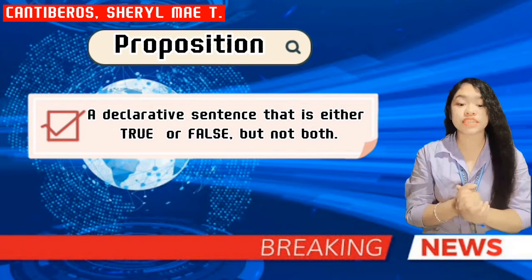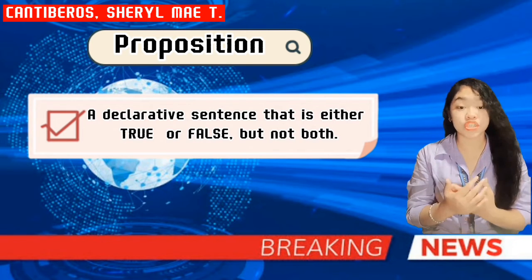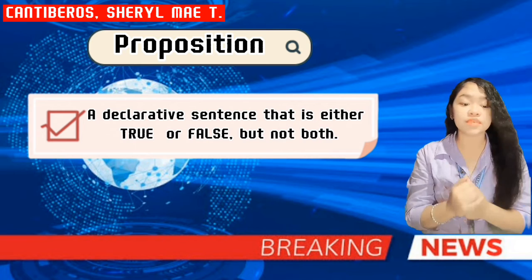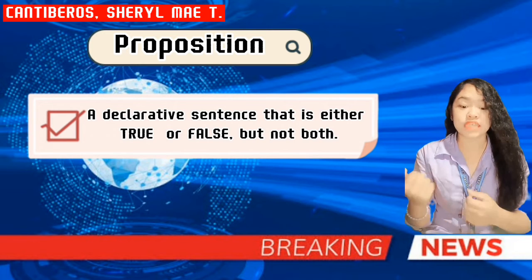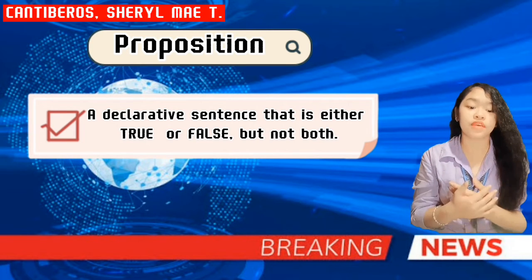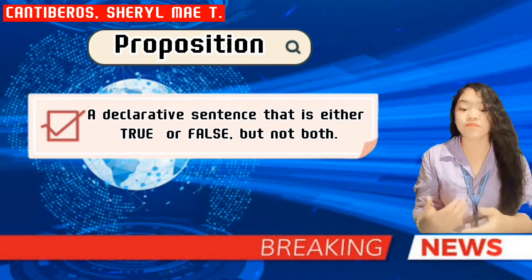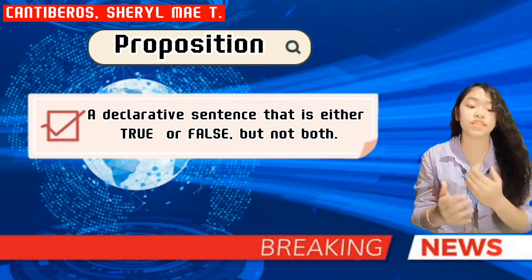So, a proposition is the most fundamental building block of logic. It is defined as a declarative sentence that is either true or false but not both at the same time. A proposition's truth value is denoted as T if it is a true statement, and F if it is a false statement.